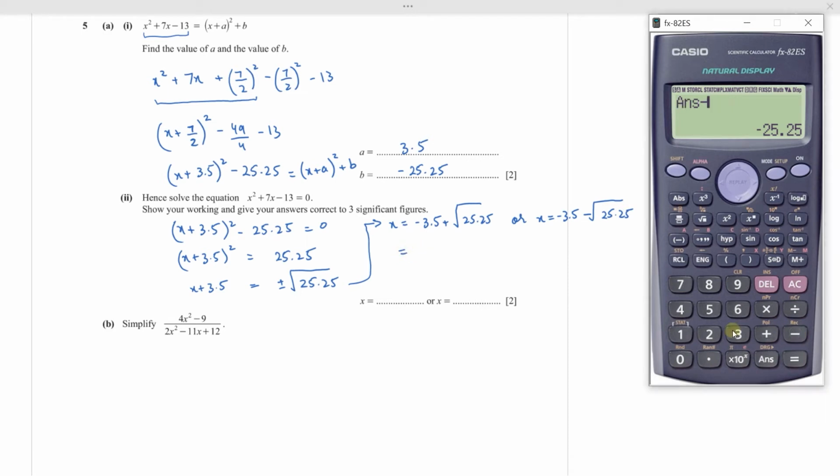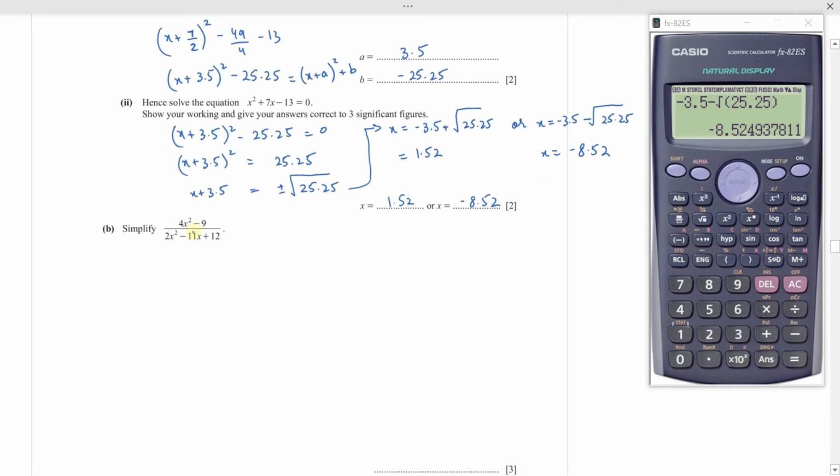So let's solve this. Minus 3.5 plus square root of 25.25. So this is 1.52, and this value will be minus 3.5 minus square root of 25.25. So this is minus 8.52 up to 3 significant figures. You have to write the answer up to 3 significant figures. So this will be 1.52 and minus 8.52.